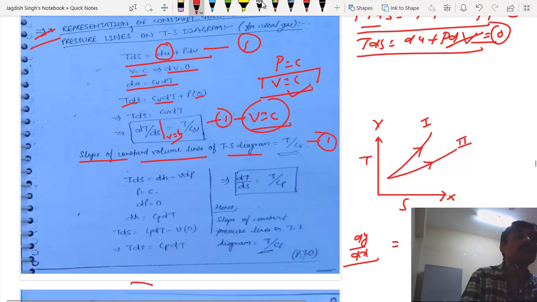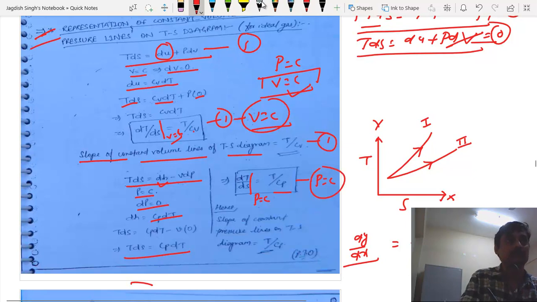Similarly, for a constant pressure process, you know TdS is equal to dh minus vdp. We have to pick this equation because pressure is constant. In this equation, dp is there, and since pressure is constant, dp is 0, so this term will be 0. We know that dh is equal to Cp dT. Therefore, TdS is equal to Cp dT, and dT by dS for a constant pressure process is T by Cp.